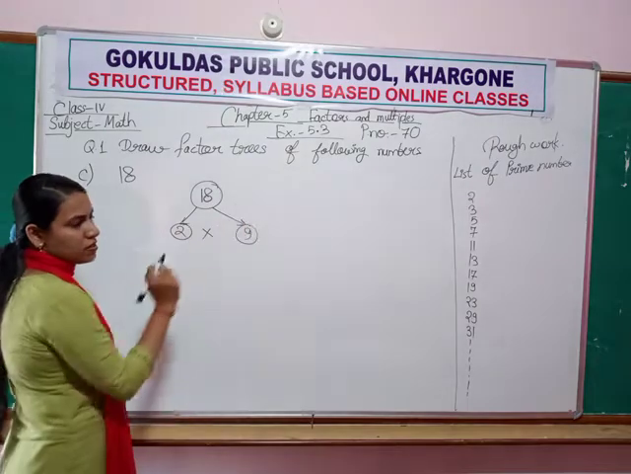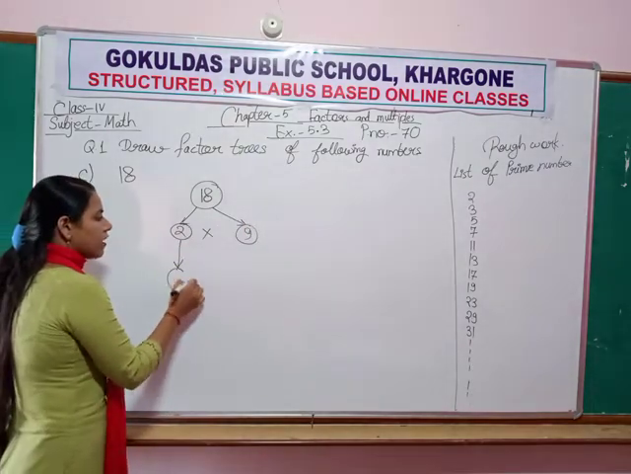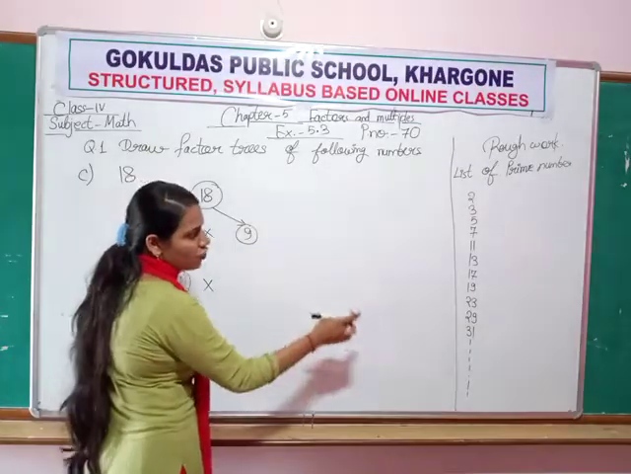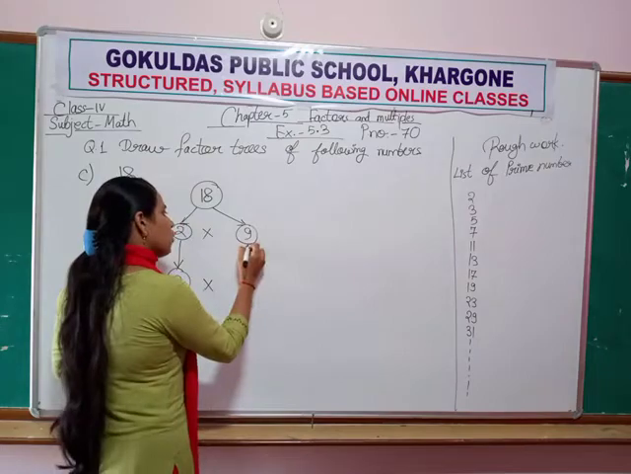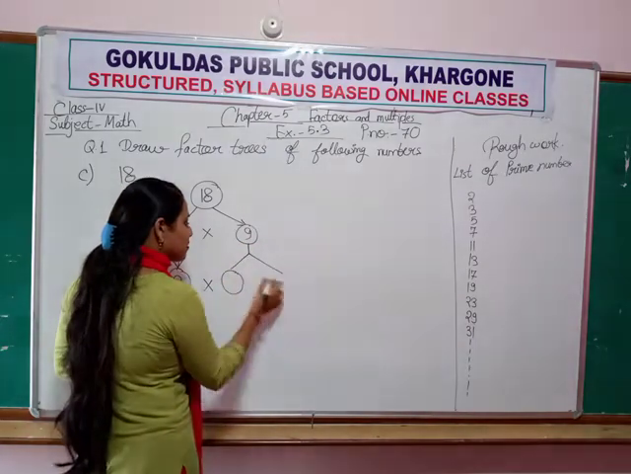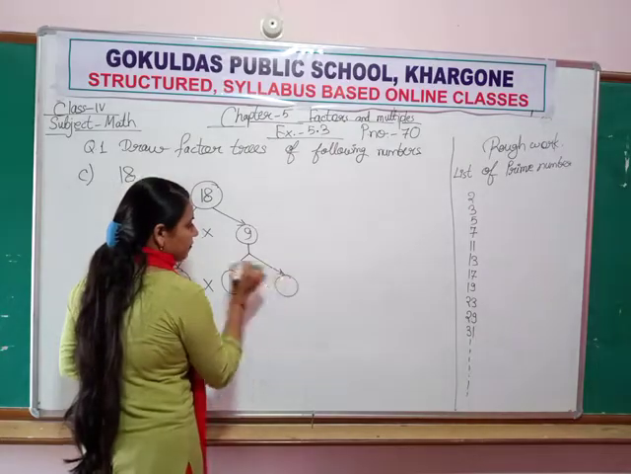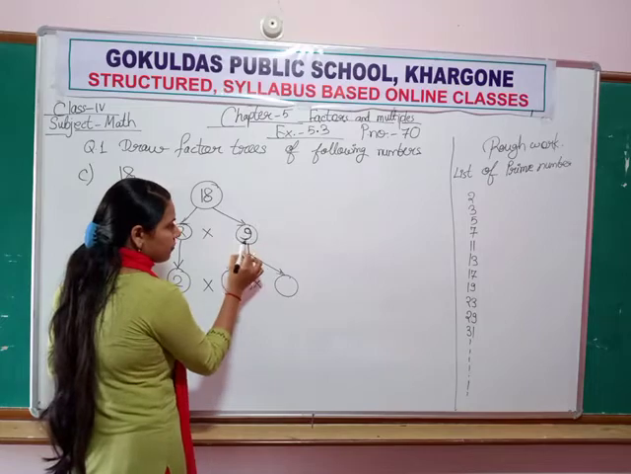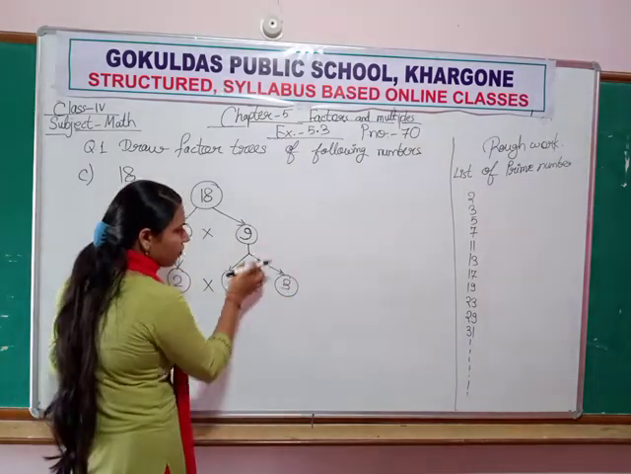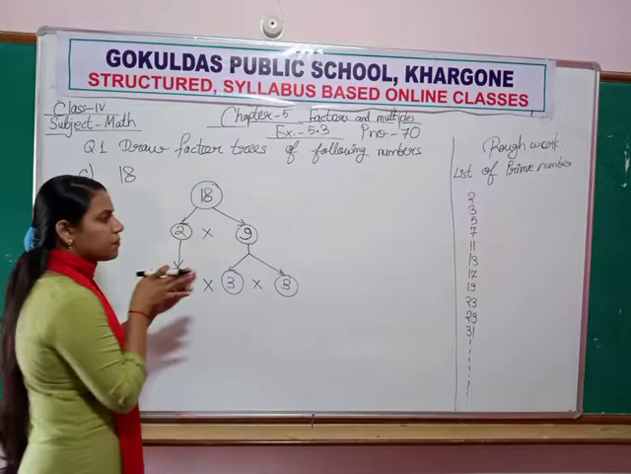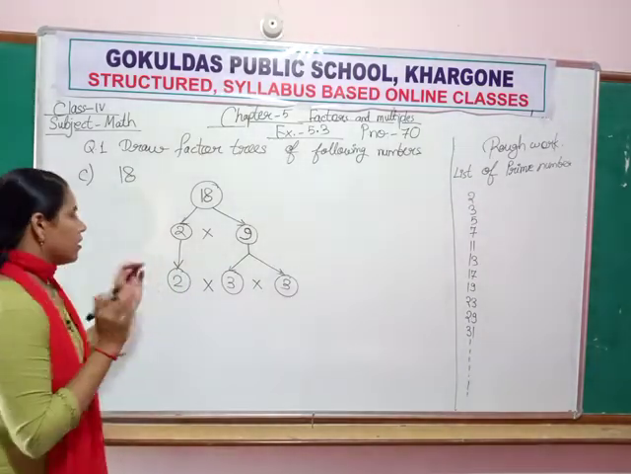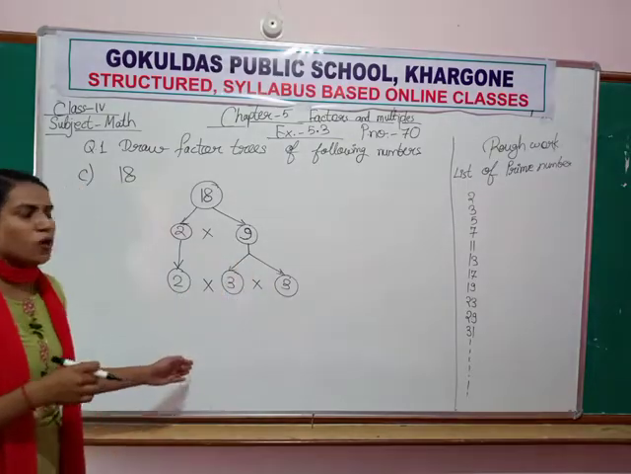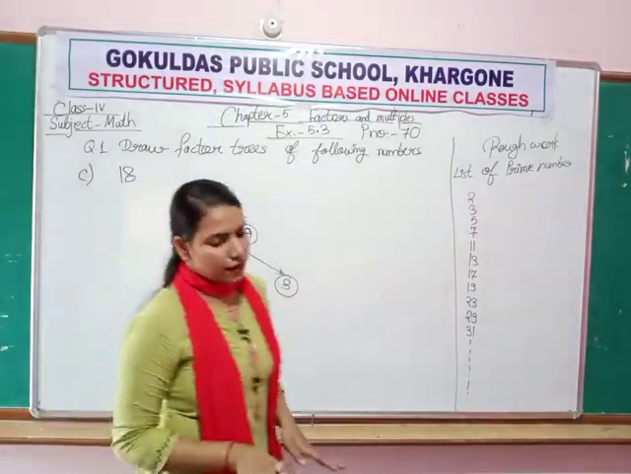Now number 2 is a prime number, so we will bring down this number 2 as it is. Number 9 is not in the list of prime numbers, so we need to split it up in two parts. Now how can you split 9? 3 into 3. 3 into 3 means 9. So we split 9 as 3 into 3. Now number 2, number 3 and number 3, all these are prime numbers. So we will stop our splitting process here.